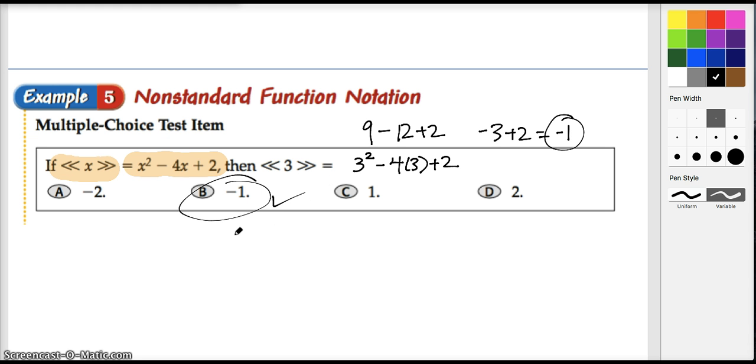All right, guys, I hope that this was beneficial. Go over the function notation because it's one of those places where students just feel uncomfortable. And if you got it, high five yourself and keep it moving.